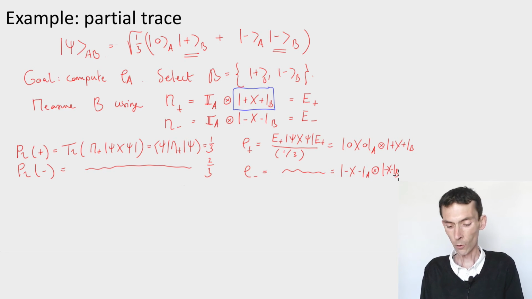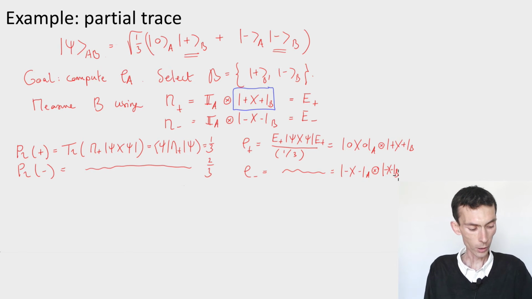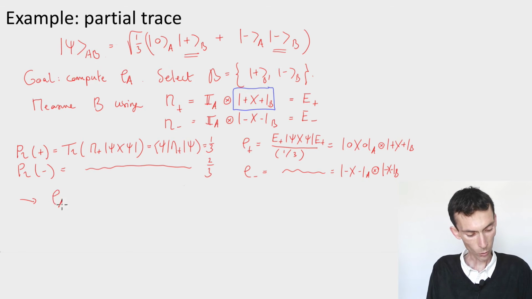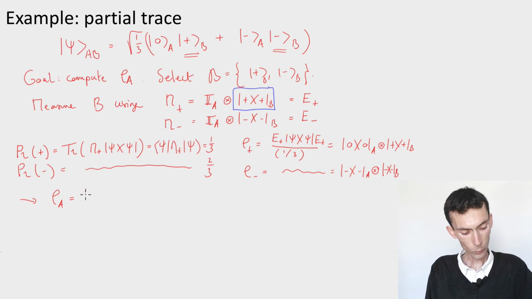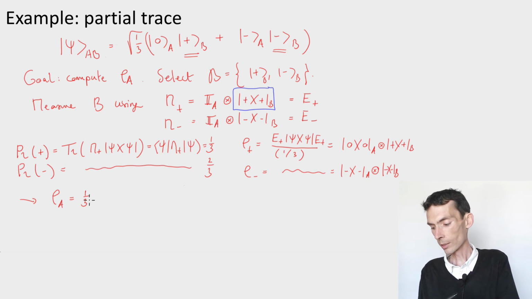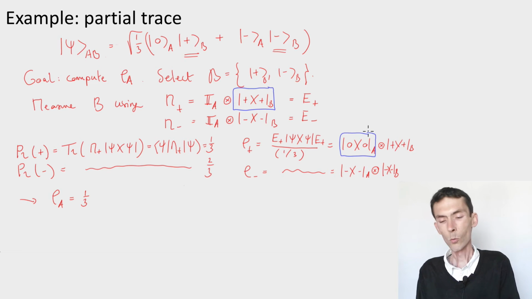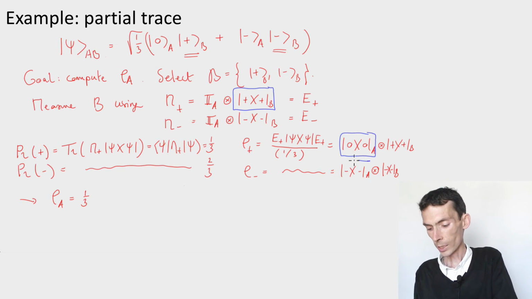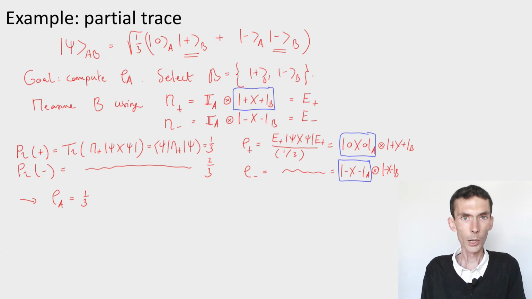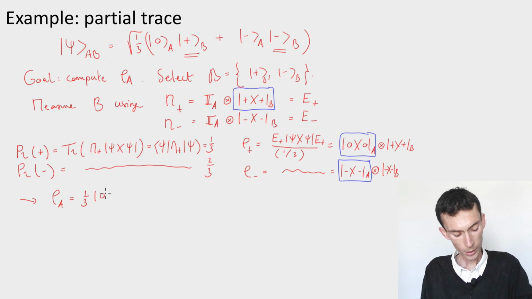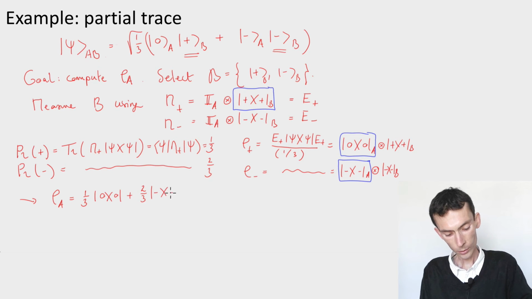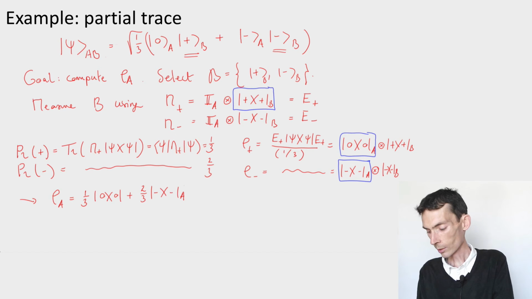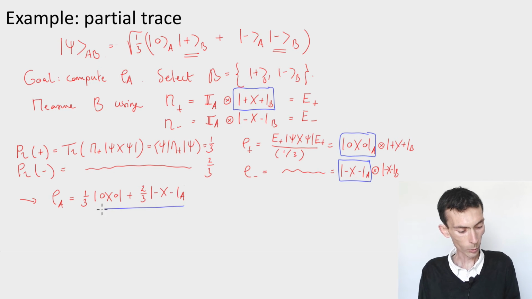Now here we have our two post-measurement states, and that tells us what the reduced density on A should be. The conclusion is that ρ A should be, with probability 1/3, we get the reduced density on A that we had when we obtained the outcome plus, and with probability 2/3, we'll get the reduced density on A that we got when the outcome was minus. So this gives us 1/3 times |0⟩⟨0| plus 2/3 |minus⟩⟨minus|. So that's the reduced density on A. It's the final answer to our problem.